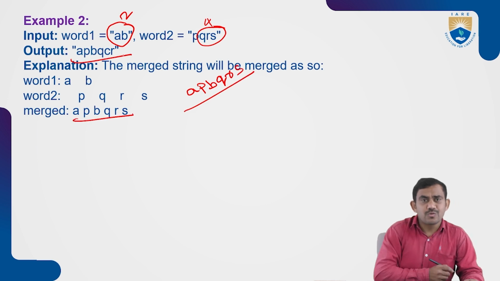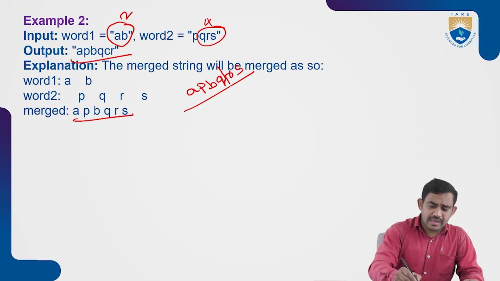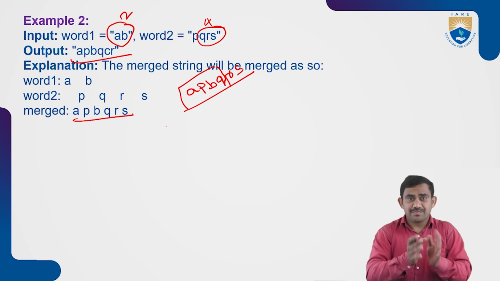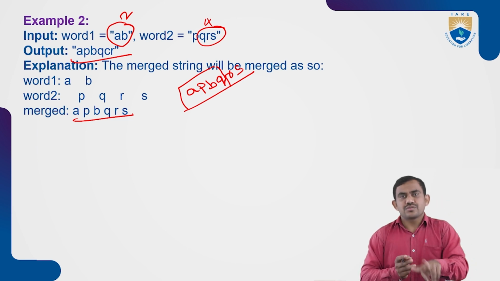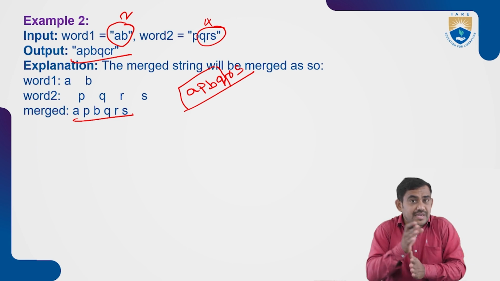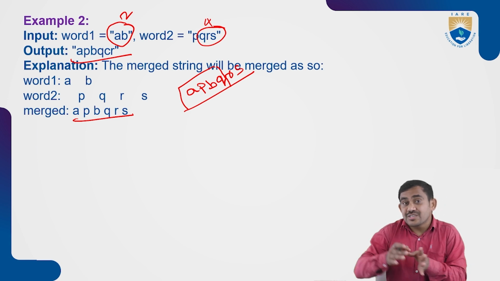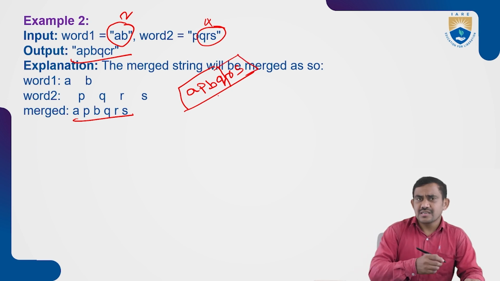This is your output. So the merged output is AP, BQ, up to this point. Up to here we have the same: in string 1, 2 characters, and in string 2, 2 characters. We are done. Then if there are remaining characters in string 1 or string 2, we need to add them at the end in order. So this is the logic.